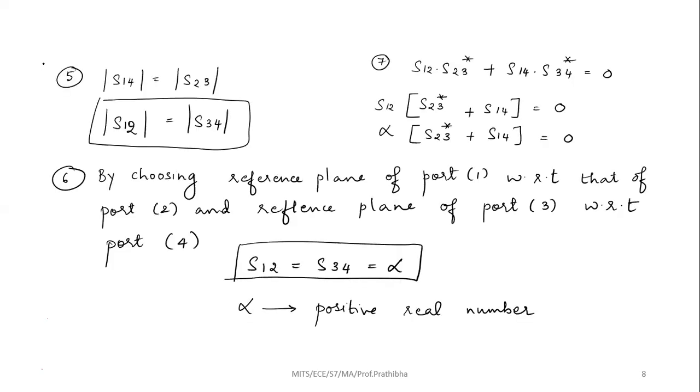And so I will get, this is point number 7, that as alpha is not equal to 0, that means S23 conjugate plus S14 is equal to 0. But you know that S14 is nothing but S23. So we'll write S23 conjugate plus S23 is equal to 0. That means basically what we are saying here is, let this S23 be equal to j beta, then this S23 conjugate is equal to minus j beta.